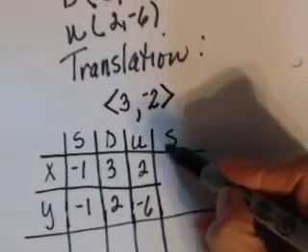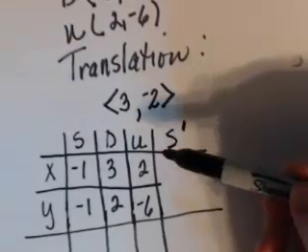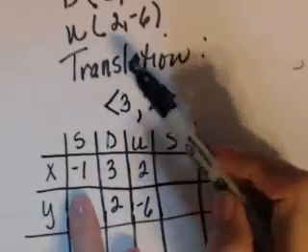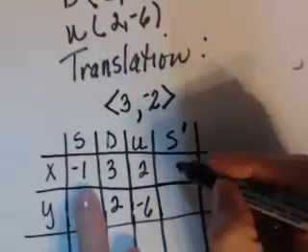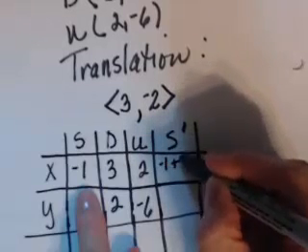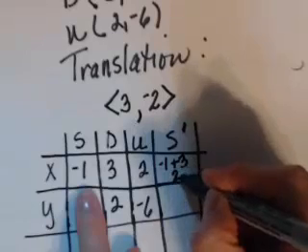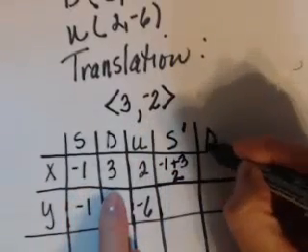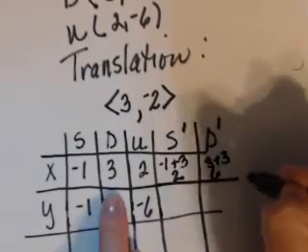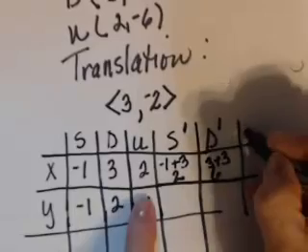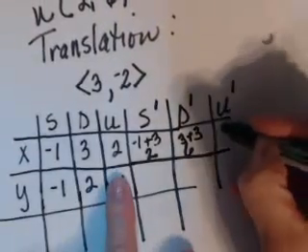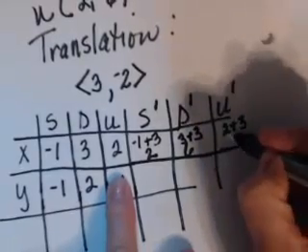I can let be S prime. And for all the x values, I'm going to add 3. So to get the x value for S prime, I would have -1 plus 3, which is 2. And for D prime, I would have 3 plus 3, which is 6. And for U prime, I would have 2 plus 3, which is 5.